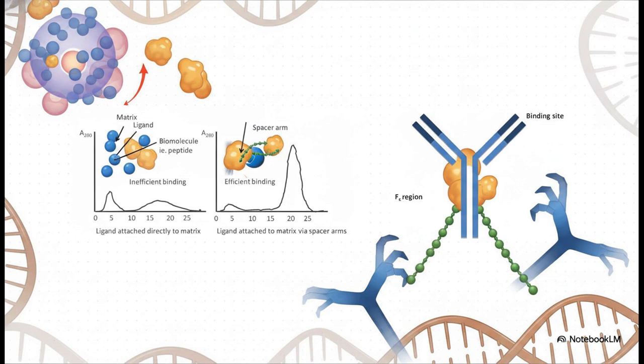But there's a catch. Sometimes the binding site of our target molecule is deeply buried. If we attach our ligand directly to the matrix, we actually get really inefficient binding because of steric hindrance. Basically, the molecules just physically bump into the matrix. But notice how adding a spacer arm, which is usually a chain of at least 3 atoms, pushes the ligand out. It gives it room to reach out and allows for deep, efficient binding. It's perfectly clear when you look at the classic structure of an antibody ligand, showcasing the specific Fab regions reaching out on those spacer arms to grab the target.